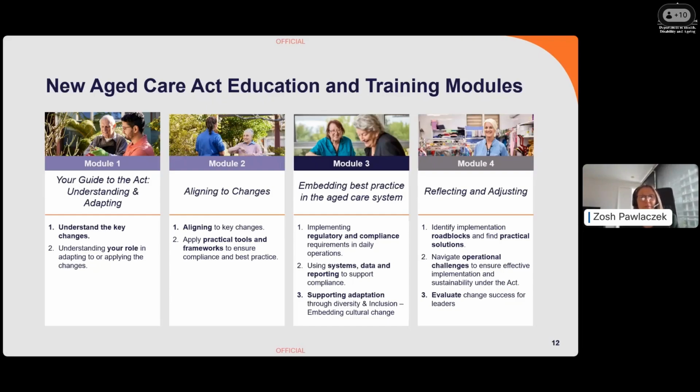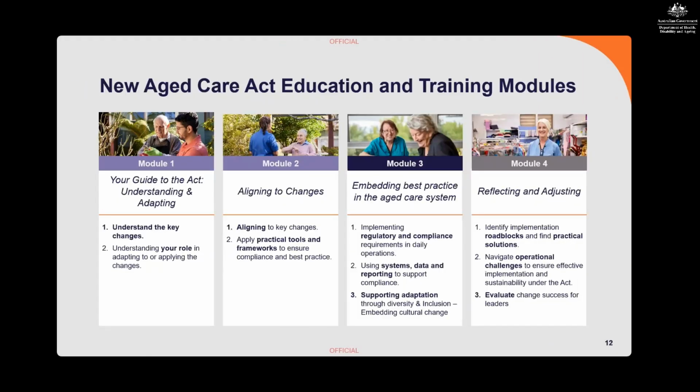So the department has developed 4 modules that chart the transition to the Act's implementation. That's modules 1 and 2, and then we move into supporting the sector to embed best practice through continuous improvement, and those are modules 3 and 4. The first 2 modules are already published, so you can access those on the Prepare for the New Act page on the department's website. The next slide will share those details with you.